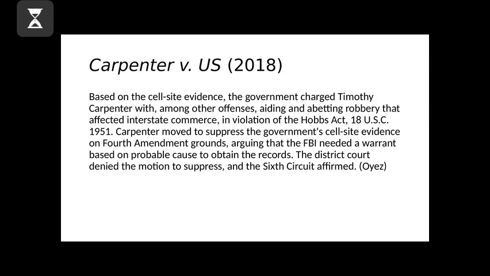Okay, so Carpenter challenged this. He moved to suppress the evidence, arguing that the FBI needed a warrant, based on probable cause, to obtain the cell site records. The district court denied the motion to suppress, so he appealed it further. The Sixth Circuit did the same, and it ends up being appealed to the Supreme Court.